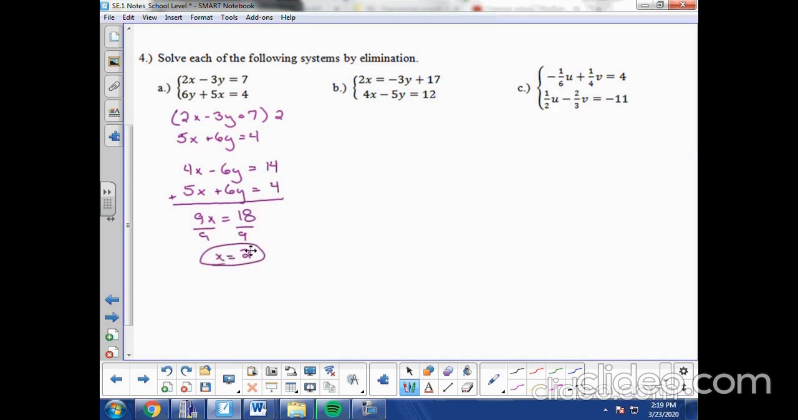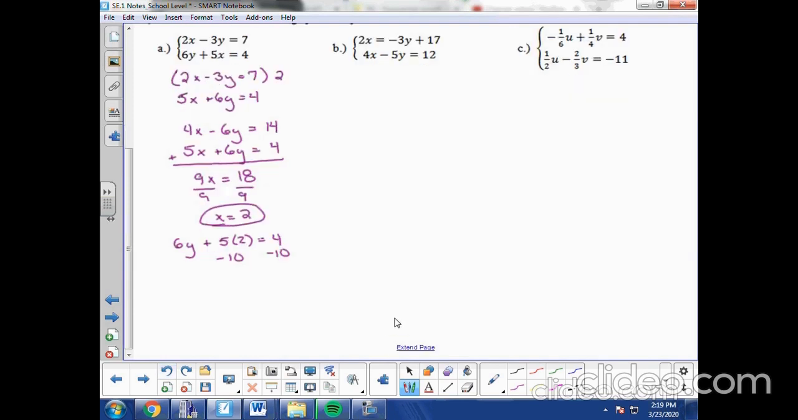Finally, I want to go back to one of these two equations and use it to solve for y. So what I can do, it doesn't matter which one I use. I can take the 2 and put it back into either equation for x, and I'll solve to get y by itself. So what this would look like, this bottom equation, 6y plus 5 times 2, which is 10, equal to 4. So I would subtract the 10 from both sides. Again, 5 times 2 is just 10, so I'm subtracting 10 from both sides. Then dividing by 6, y equals negative 1.